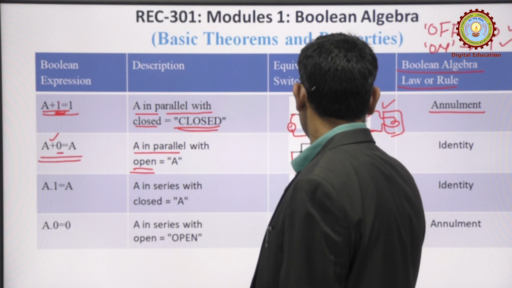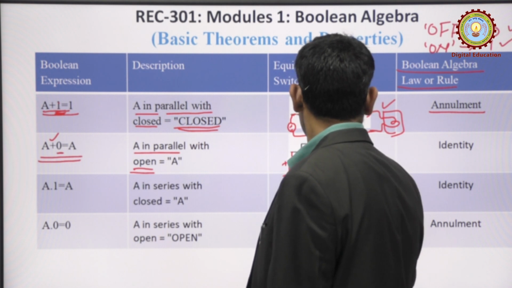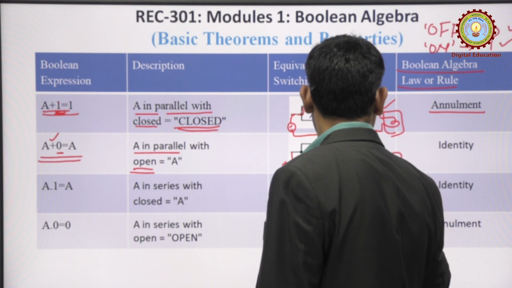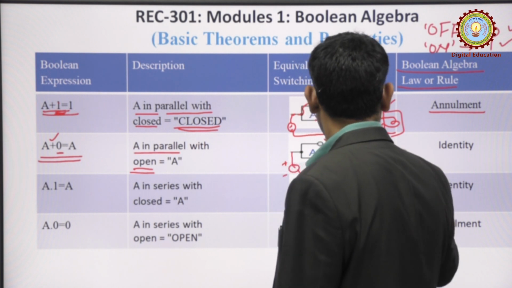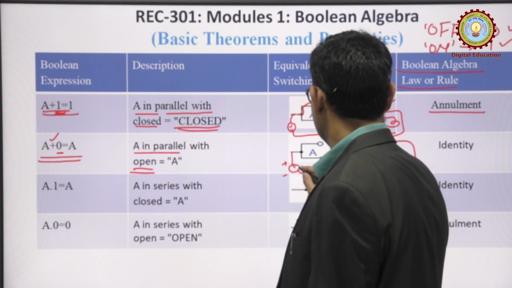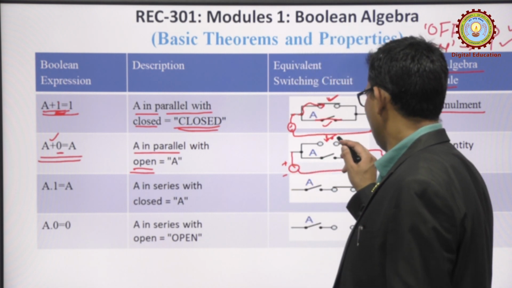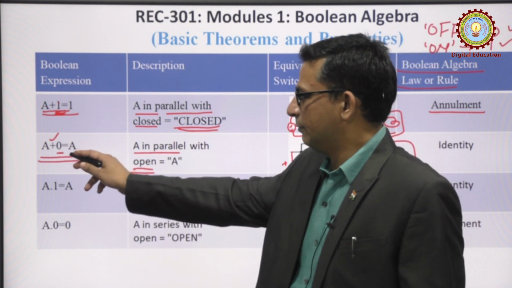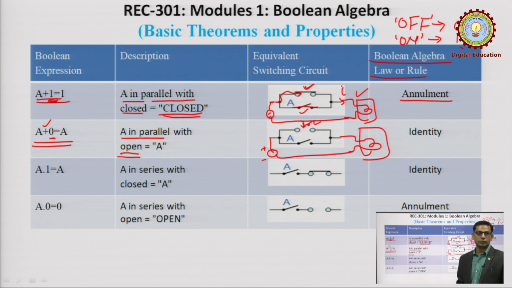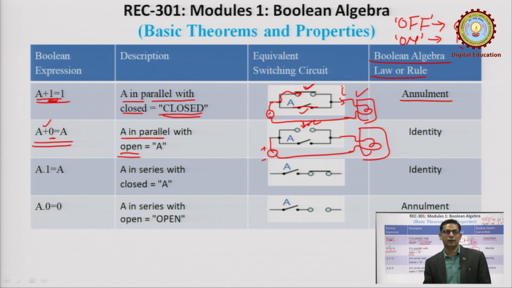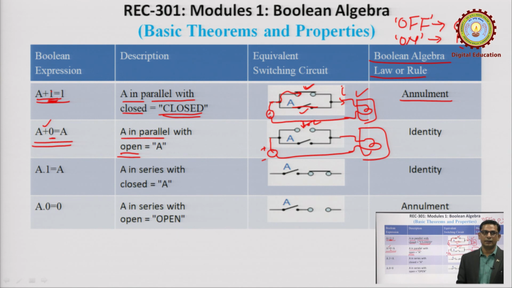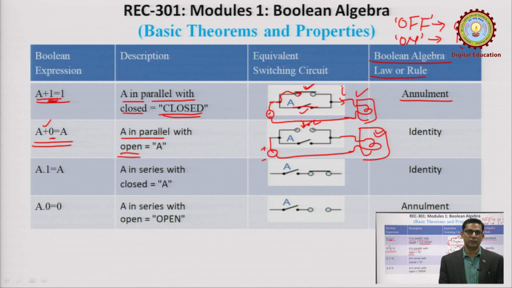So, if this is our appliance which is supplied by the source, as this switch always remains off because its state is 0, the other switch which is connected in parallel with A remains in open circuit mode. It means no current will flow between these two terminals, here and here. Okay. So, to switch on this appliance, what do we have to do? We have to switch on the switch A.